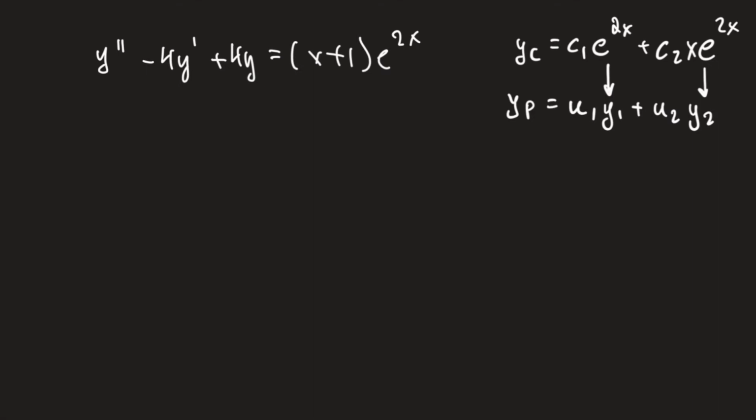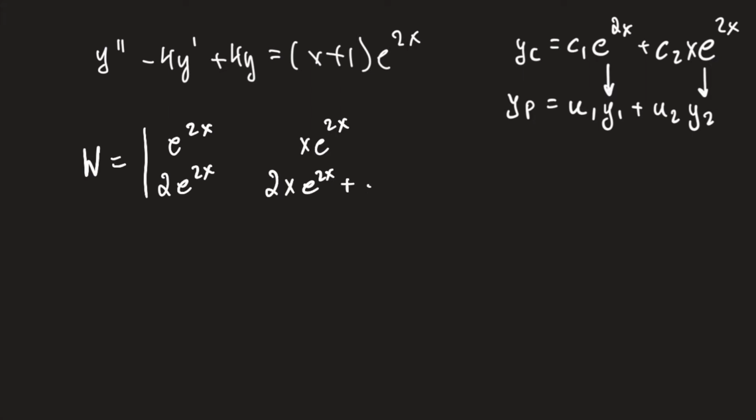First thing we have to do is find matrix W. The first row of this matrix will be our functions y1 and y2, which are e to the 2x and x e to the 2x. The second row is just derivatives of the functions above. So derivative of e to the 2x would just be 2e to the 2x, and derivative of x e to the 2x requires a product rule. So we'd have first, which is x, times derivative of the second, which is e to the 2x times 2, plus second, which is e to the 2x, times the derivative of the first, and first is x, the derivative of that is 1.